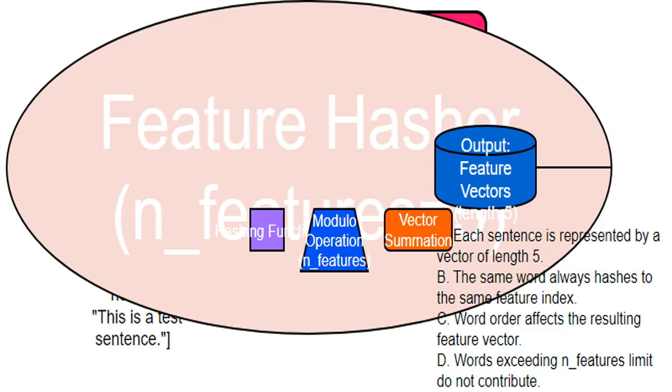I'll use the FeatureHasher to transform text data into numerical features. The important parameter here is n_features equals 5. This tells the FeatureHasher to create vectors of length 5. Each number in this vector will represent the presence or absence of specific words from the sentence.